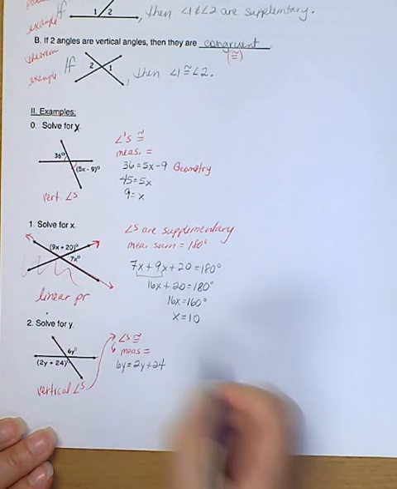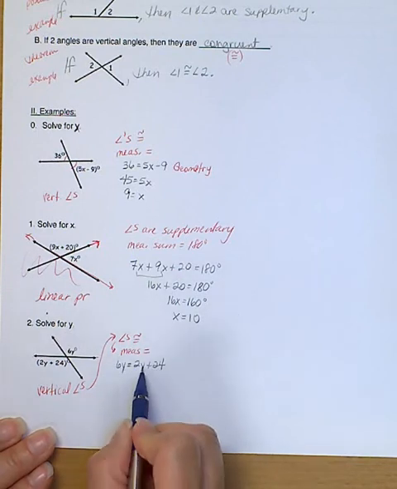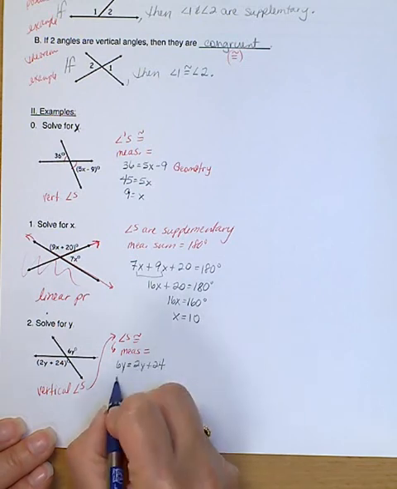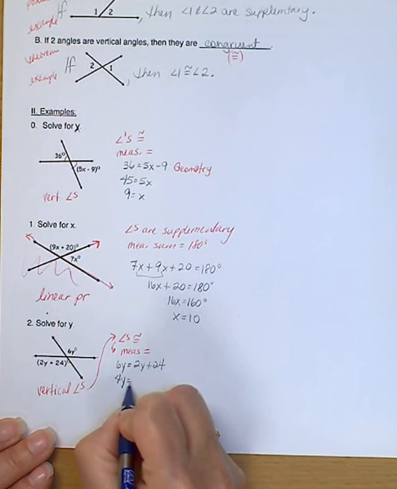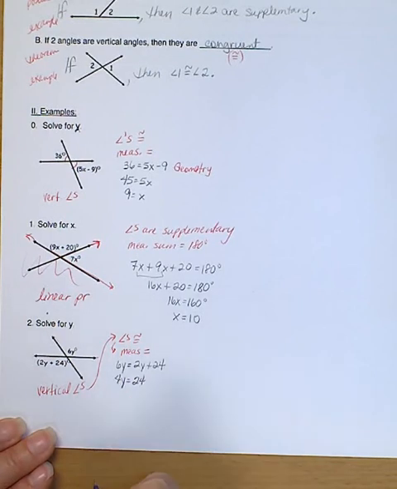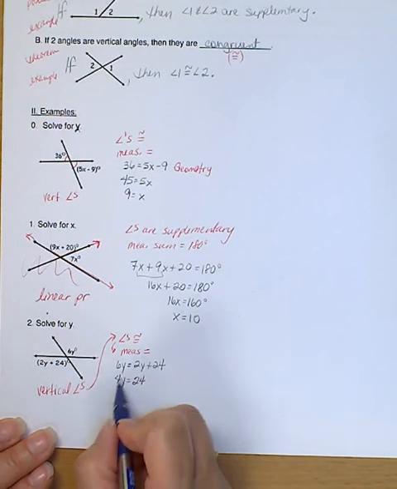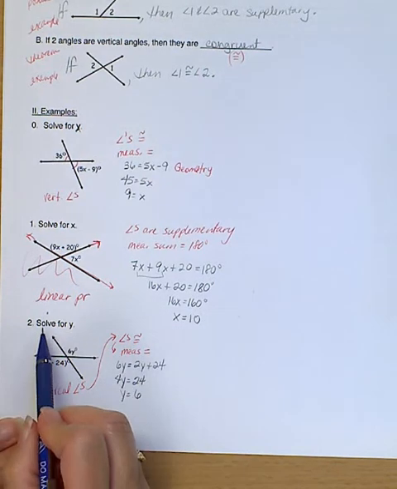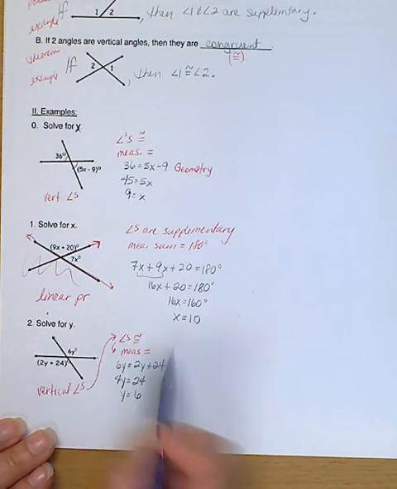So 6y equals 2y plus 24. Subtract 2y from both sides, and I get 4y equals 24. Divide by 4, and y equals 6. Always double check your question. It says solve for y, therefore we're done.